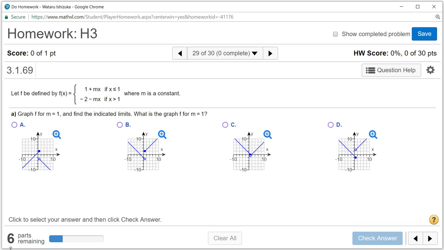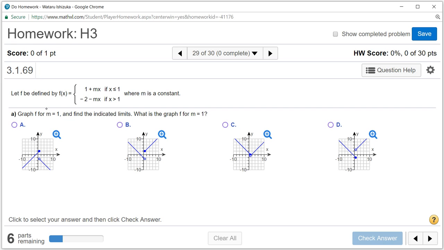Alright, let's look at homework 3, problem 29. We have this piecewise defined function. The first definition is 1 plus mx when x is less than or equal to 1, and negative 2 minus mx if x is greater than 1. Let's look at part A.